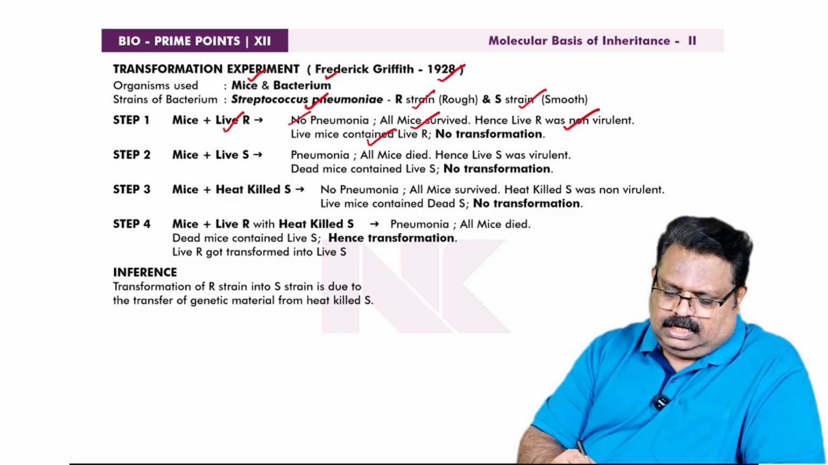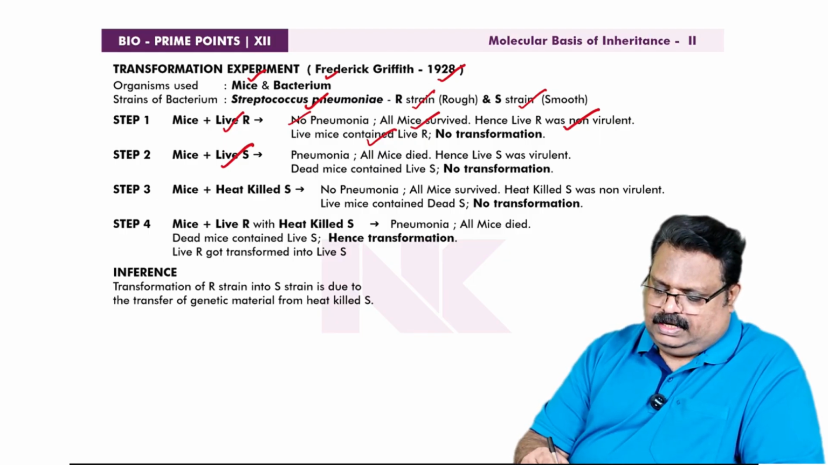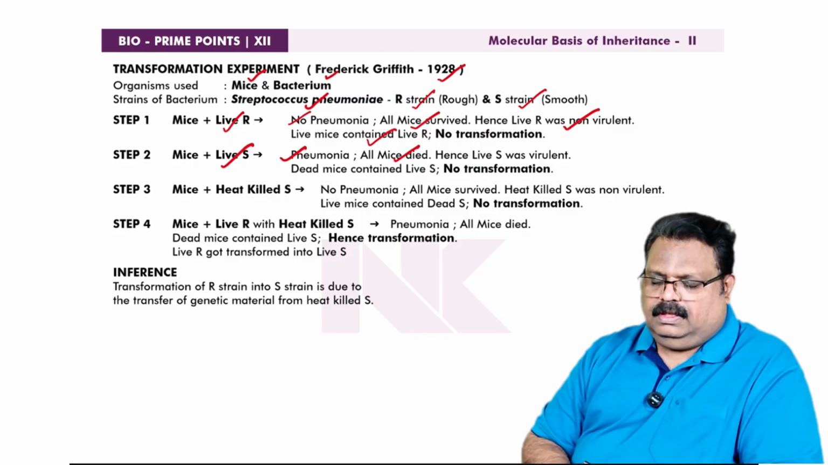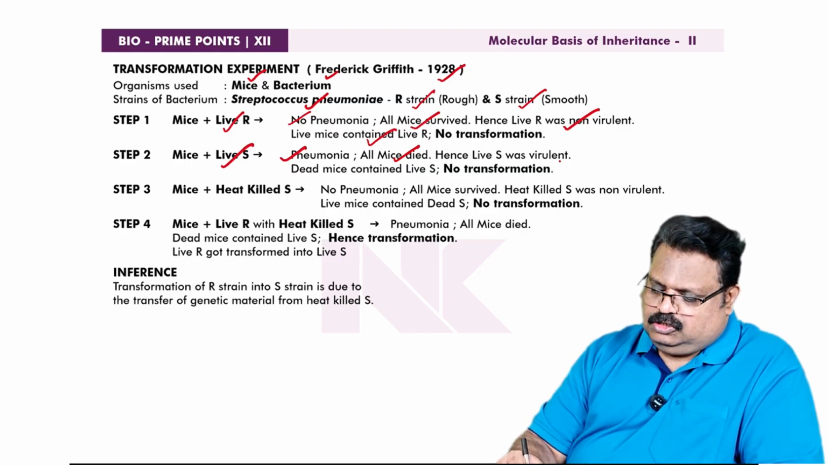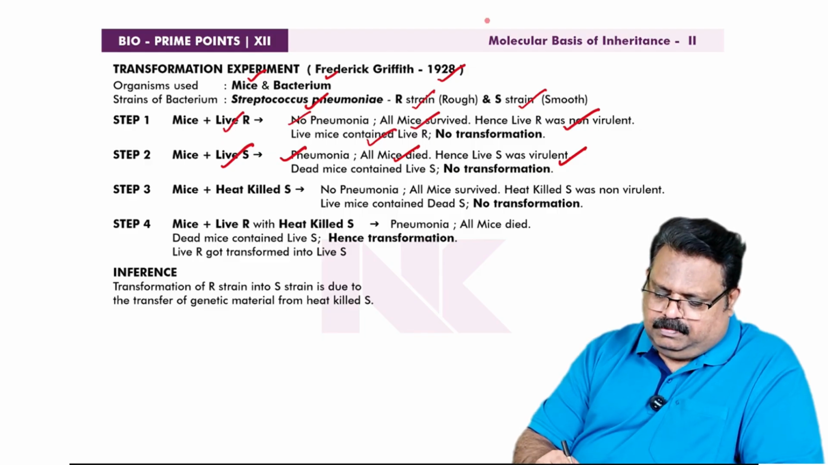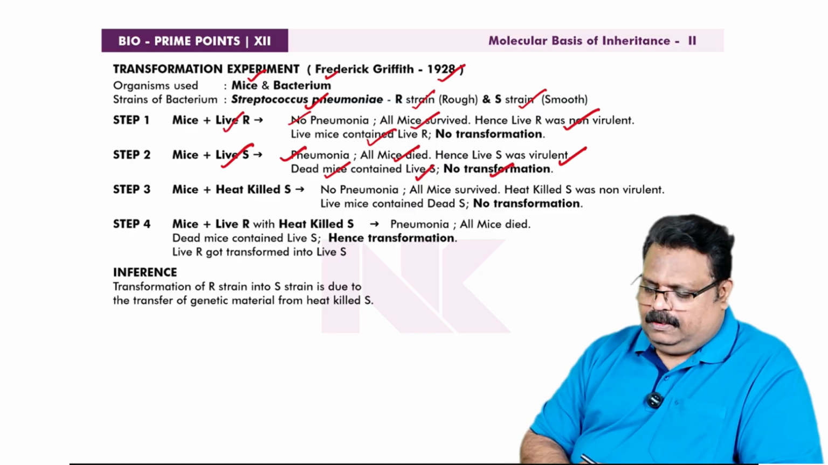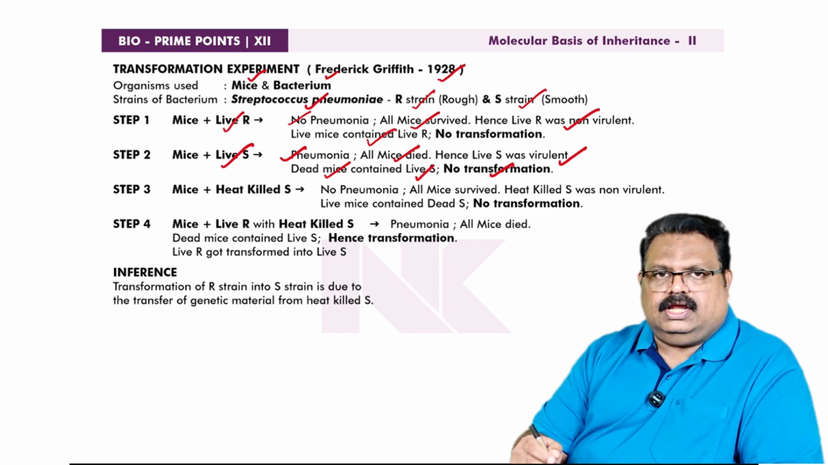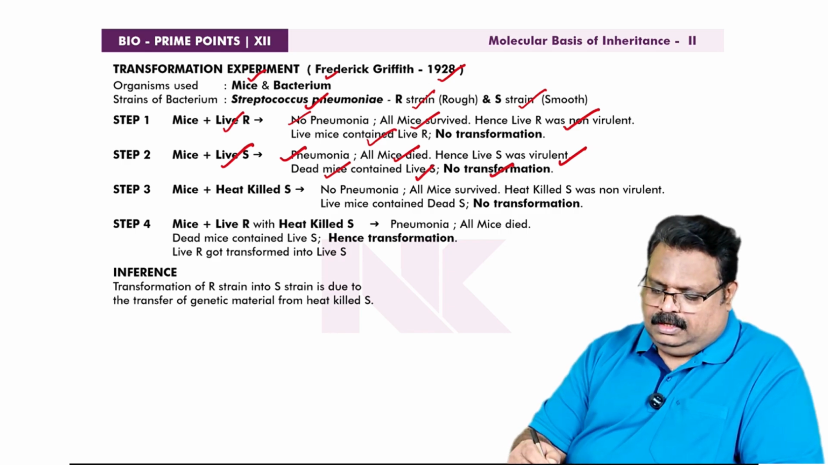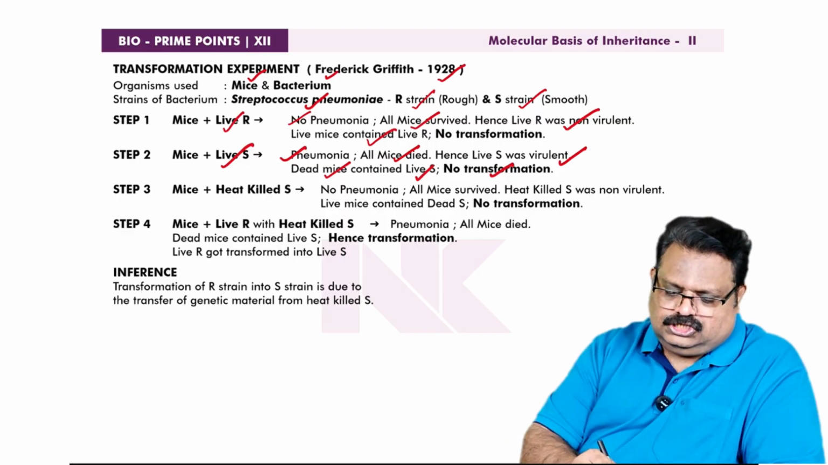In the second step, he injected live S into the body of the mice, and all the mice died due to the attack of pneumonia. Hence, the live S was considered to be virulent. Virulent means capable of causing the disease. Inside the dead body of the mice, he identified the presence of live S. So here also there is no transformation. When he injected live R, live R was found inside the mice body. When he injected live S, after the experiment, live S was found inside the dead mice. So there is no transformation in the first step and the second step.